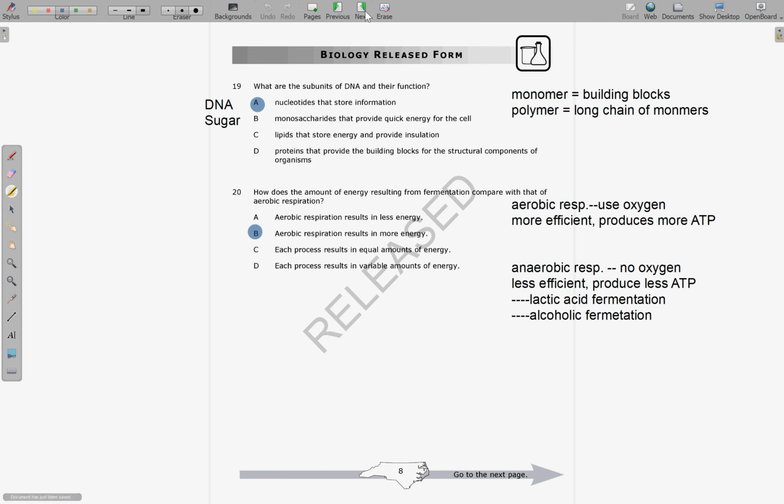Number 20, aerobic respiration uses oxygen to be more efficient and produces more ATP. Anaerobic does not use oxygen and it is less efficient and produces less ATP. There's two forms, lactic acid fermentation that happens in your muscles when they don't get enough oxygen, and alcoholic fermentation that happens in beer and wine production. It also happens in bread dough.